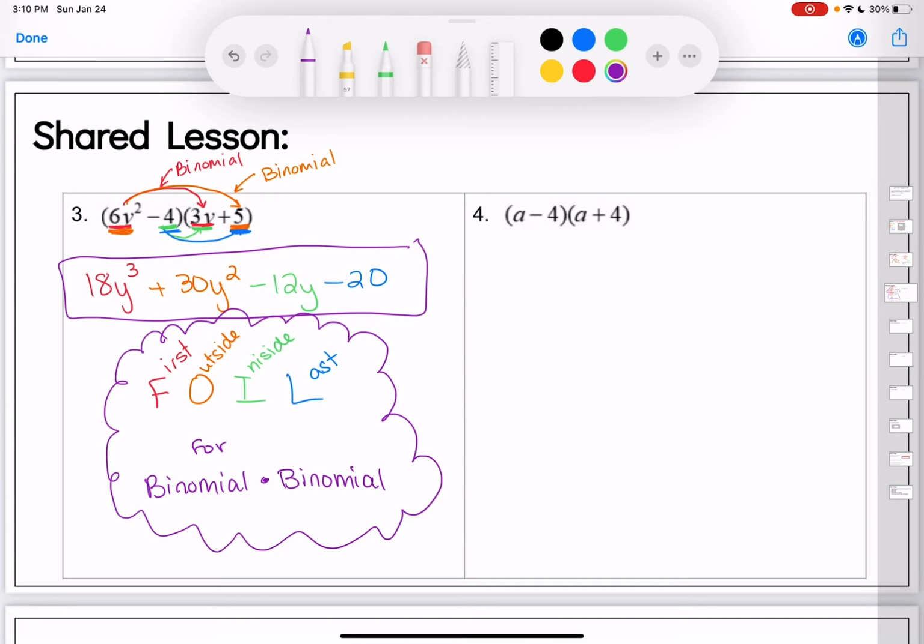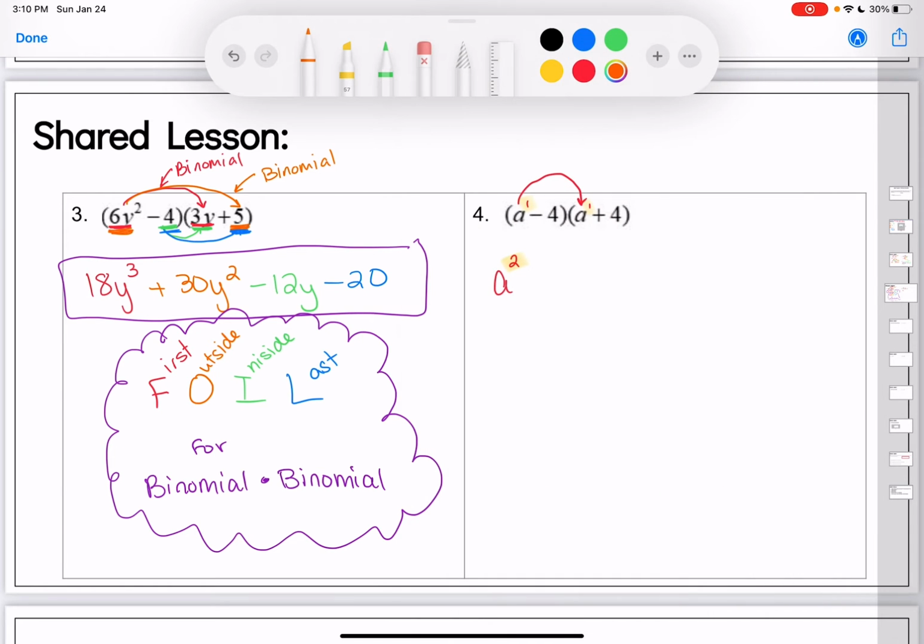All right, let's take a look at number 4. A minus 4 times A plus 4. This is a binomial times a binomial again. So you can think of it as distributing or you can think of it as FOIL. It's up to you. First terms, A times A is A squared. Be careful, that's a common one to goof up. A to the first, A to the first, A to the second.